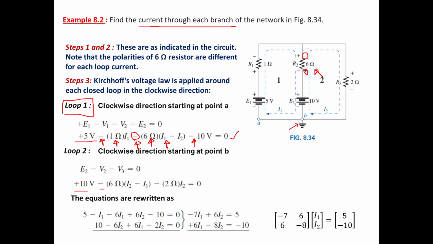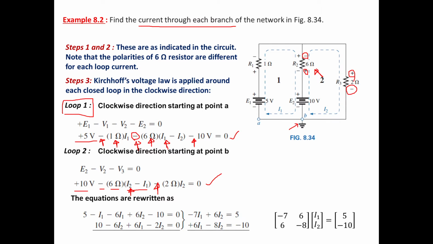Product of resistance into current. Resistance is 6. There are two currents flowing. Why are we writing I2 first? Because we are now working with loop number 2. So I2 minus I1. Please go to the next element. Plus to minus. Plus to minus means drop. Minus. So minus 2 into I2. So we have completed the equation for Kirchhoff's voltage law.